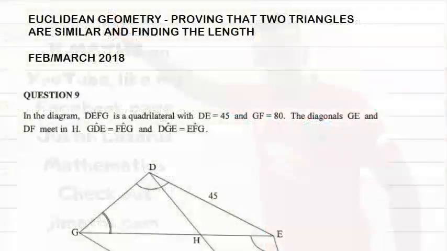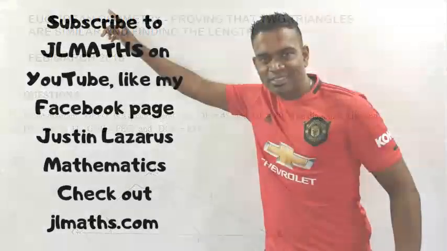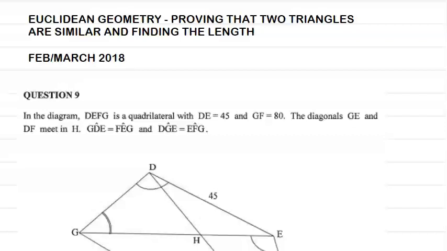Today's video lesson we're going to be looking at Euclidean geometry, proving that two triangles are similar and finding the length of one side of a triangle. The question that we are going to be looking at is from the February-March 2018 examination paper. The question reads as follows.